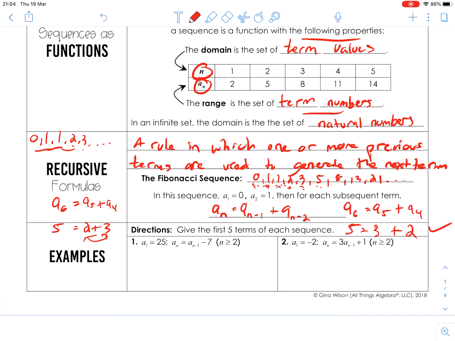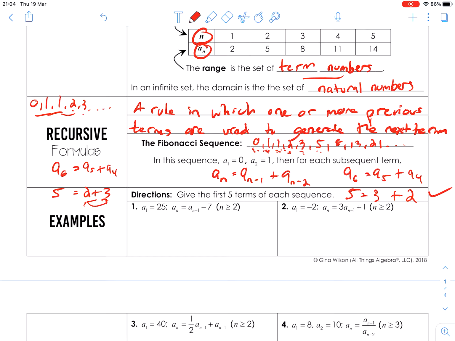All right, so that gives us a tool to be able to do these. What if they give us the rule and we just have to solve it? That's what it's asking. What if it gives us the first term, 25, and we have to find the first 5 terms? So we have one of them, and we have to find 4 more. So a sub n is a sub n minus 1 minus 7. What that's saying is that for each term, we get the previous term minus 7. But it's telling us n has to be greater than or equal to 2, so we don't run into not being able to find it.